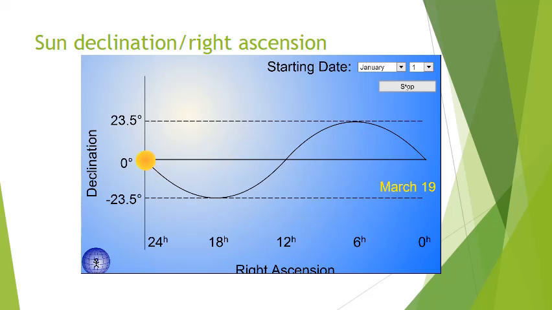So you can see that the sun changes its position. Half of the year, it's above the celestial equator. It's essentially in the northern sky. Half of the year, it's in the southern sky. And 2 times a year, it intersects the celestial equator at what we call the equinox.